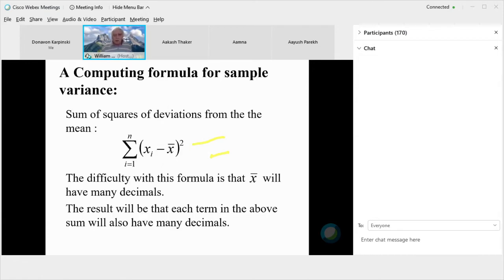Computing formula for the sample variance. The numerator is the sum of xi minus x bar squared. So to compute this, you'd have to subtract x bar from each xi and square it, and then do that sum. The difficulty is that when you subtract off x bar, it probably has a lot of decimal places. So xi minus x bar has a lot of decimal places, and this computation will involve a lot of decimal places.